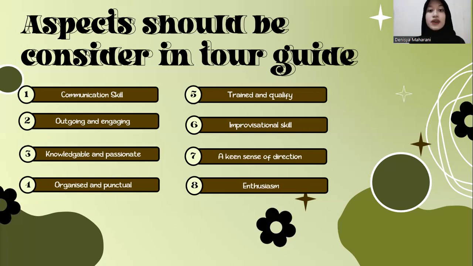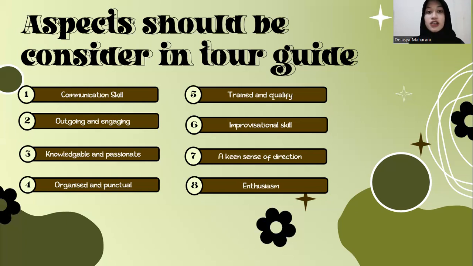Number two is outgoing and engaging. The tour guide needs to be enthusiastic, outgoing, and also engaging to create a happy and safe environment and also make the traveler feel comfortable during the travel experience. Number three is knowledgeable and passionate. A tour guide must have knowledge about the local area because a good tour guide can bring their knowledge, experience, and personal anecdotes to the tour. In addition, a tour guide can add trivia about the destination.